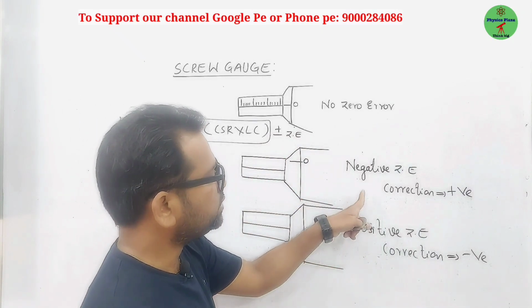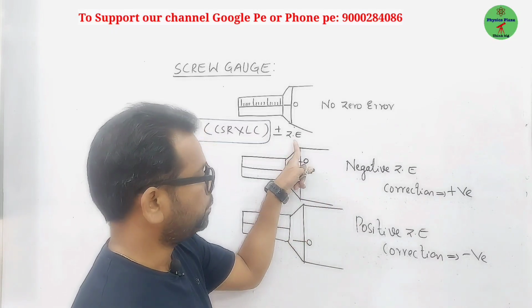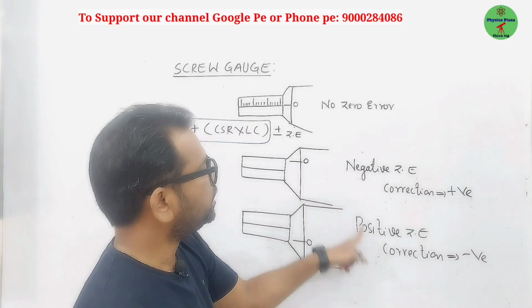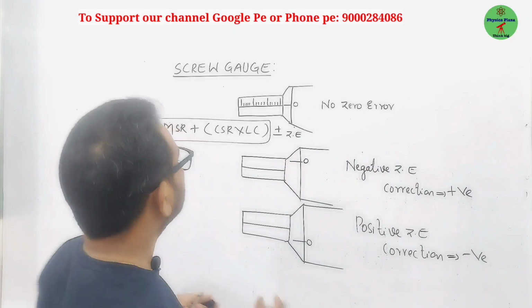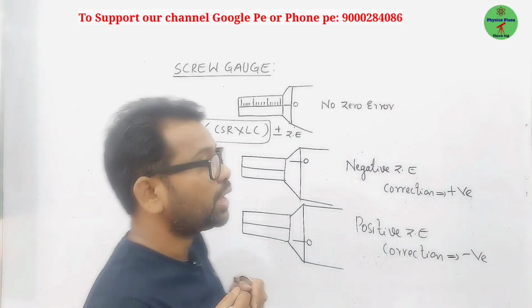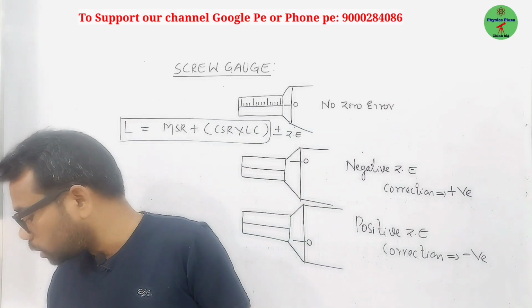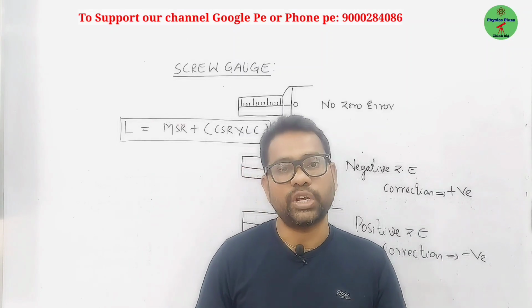If it is a negative zero error, it is going to be a plus zero error. Plus zero, negative error. If it is a positive zero error, it is going to be negative. Okay? So this is about the screw gauge. And other than this, dear children, we have one more error called backlash error.